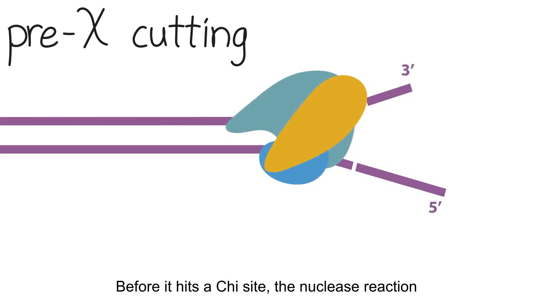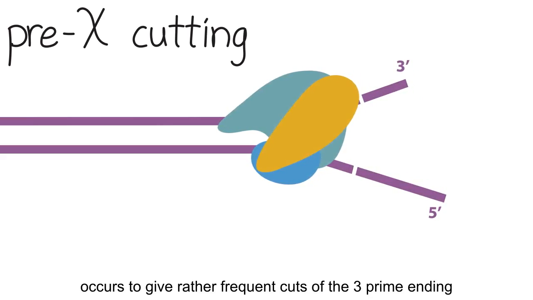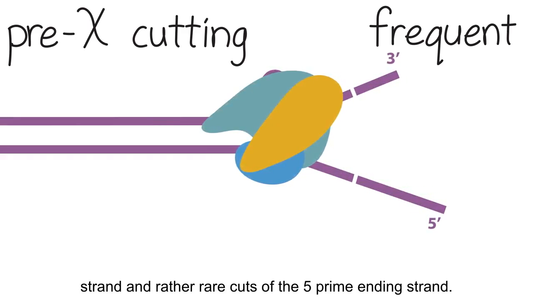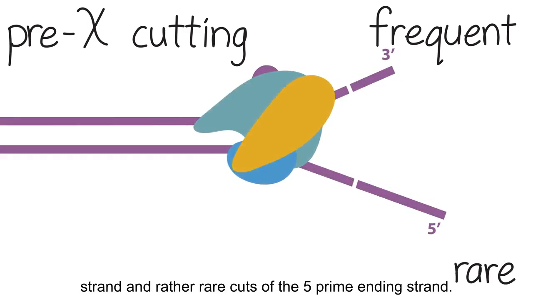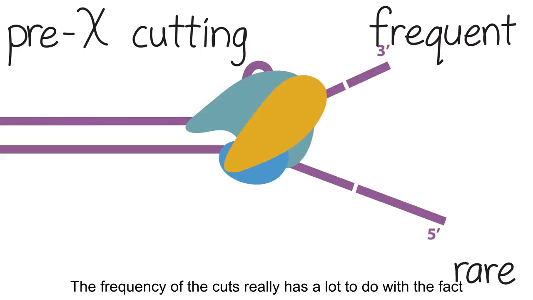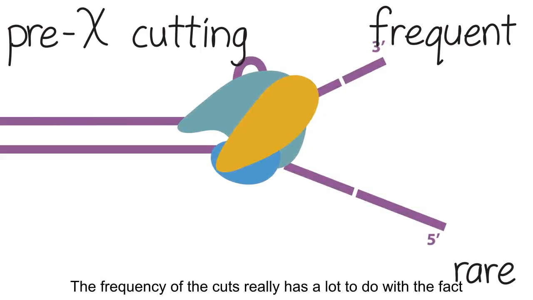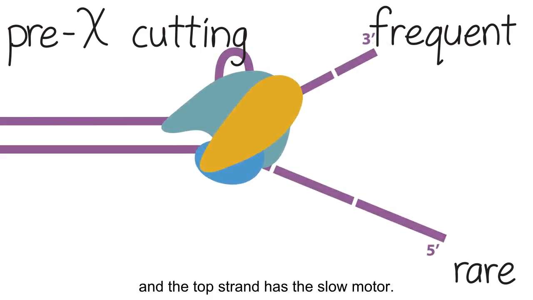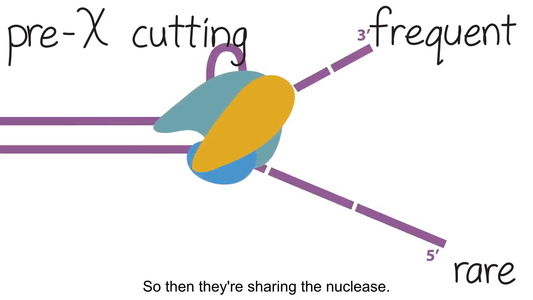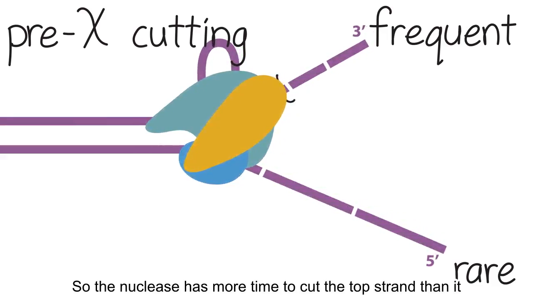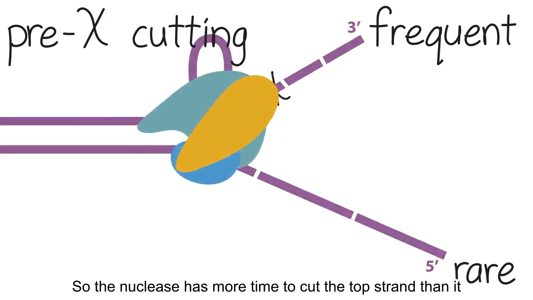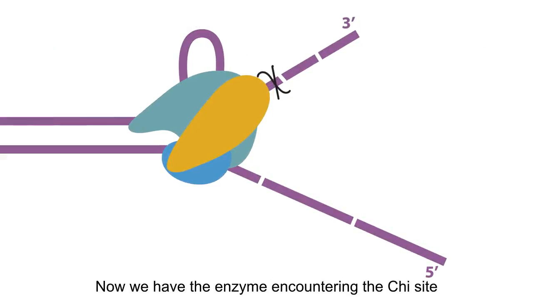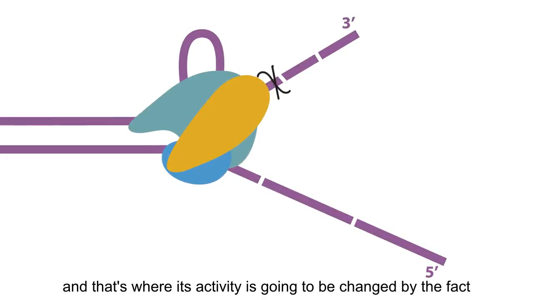The nuclease reaction occurs to give rather frequent cuts of the 3' ending strand and rather rare cuts of the 5' ending strand. The frequency of the cuts really has a lot to do with the fact that the bottom strand has the fast motor and the top strand has the slow motor. So they're sharing the nuclease, so the nuclease has more time to cut the top strand than it does to cut the bottom strand.